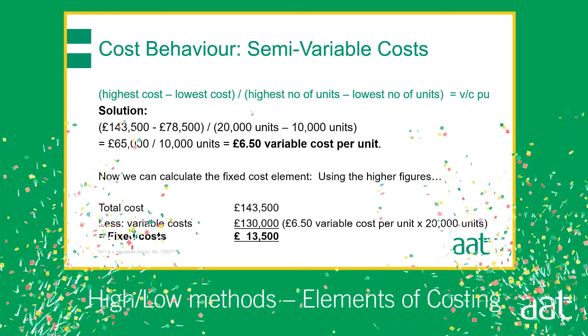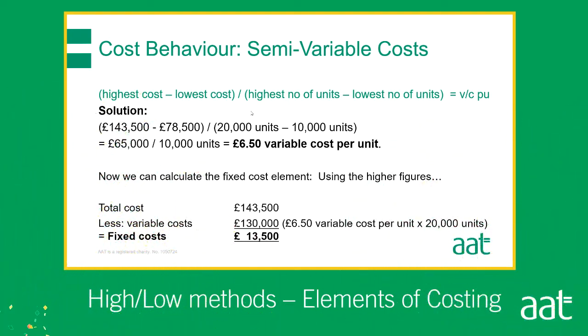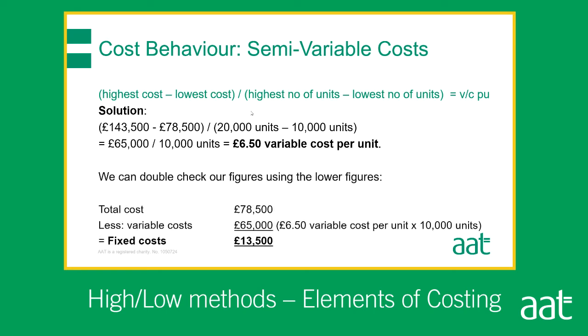There is our solution on screen. So £6.50 variable cost per unit. And I've used the higher figures to work out my fixed costs there, £13,500. And there is the double check. So any of you that might have used the lower figures instead, you can see we've still got £13,500 for our fixed costs. Excellent.